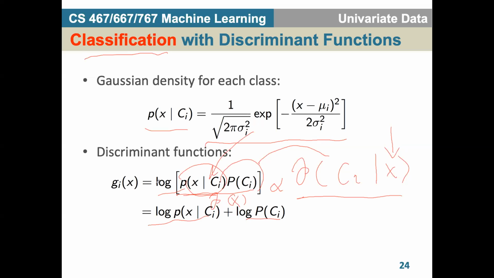Now let's look at some running examples using this g_i, this discriminant function. Because this removes this, for each class, if g1 is larger than g2 and g3, then it belongs to C1, class 1, okay? Any questions?